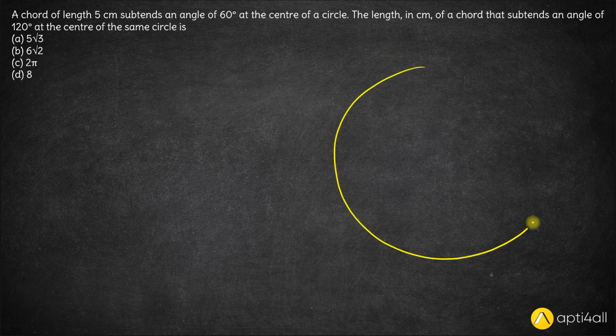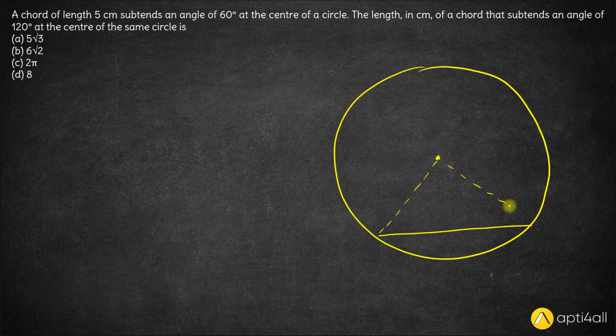So let's say this is the circle and this is the chord, which makes an angle of 60 degrees at the center. So this angle is 60 degrees and the length of this chord is 5. Now we know this is, let's say, O, this is A, this is B. Now OA and OB are the radii of this circle.